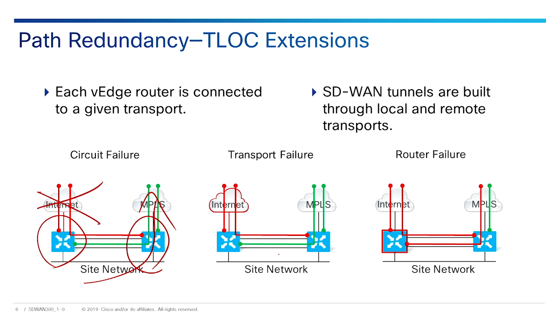When every vEdge router is connected only to the given transports, you can use TLOC extensions through local and remote transports even though they're not directly connected. And we'll show you how to do that in a couple of slides. Basically, we're going to connect the vEdges together and then bind an interface locally to the other vEdge. You can't really see it yet. We're going to have better diagrams in the coming slides on how this actually is wired up.